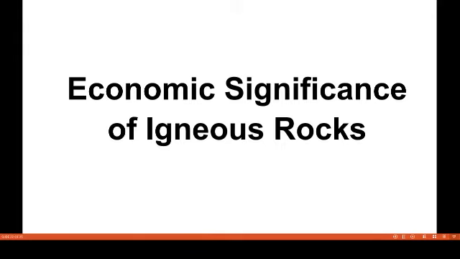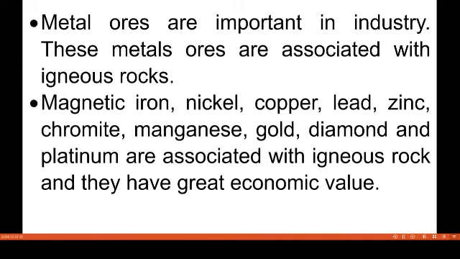Now look at the economic significance of igneous rocks. The metal ores which are important for industry all basically originate from igneous rocks. Therefore, for industry, igneous rocks are very important. Magnetic iron, nickel, copper, zinc, lead, bromide, manganese, gold, diamond and platinum are all associated with igneous rocks, and they have a great economic value.